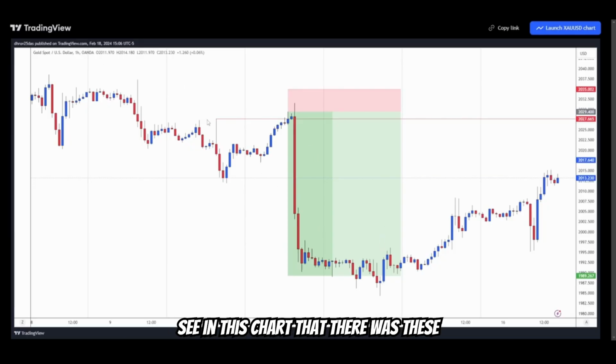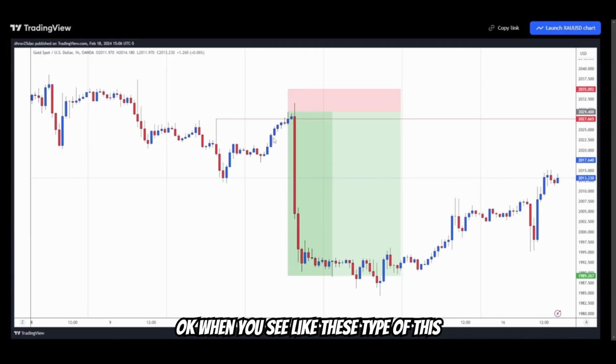Like you can see in this chart that there were these two relative equal highs right over here, and price was making a higher high like this and a higher low, and this is what happens. And then you can see the move, because all these candles are bullish candles, just one bearish candle right over here. So this is called manipulation.